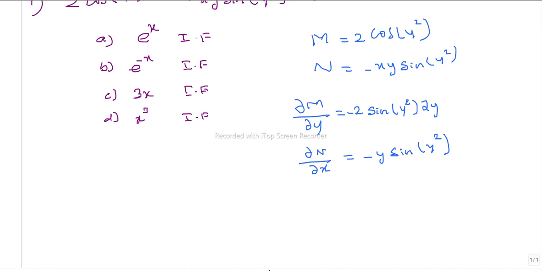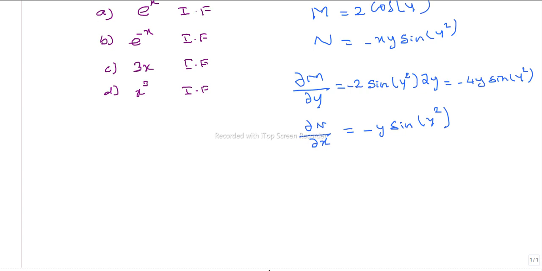So these two are not equal, because we have here minus 4y, but here we have y. Therefore this is minus 4 times y sin y square, but this is minus y times sin y square. So they are not equal, therefore it's not exact. So we have to find either 1 by N or 1 by M thing. So better we find 1 by N times dou N by dou x minus dou M by dou y. If it is a function of x alone, then we can easily find the integrating factor.